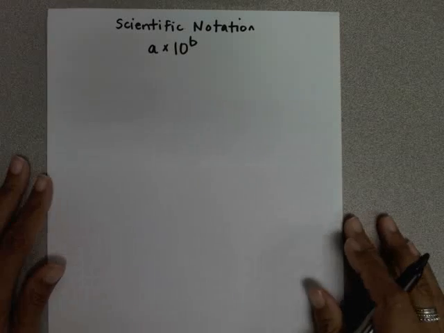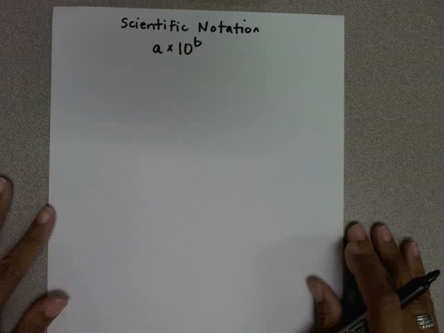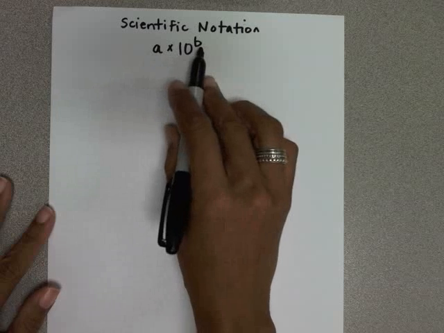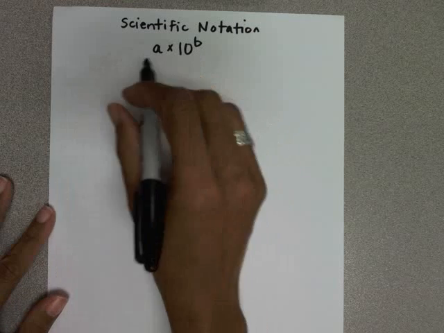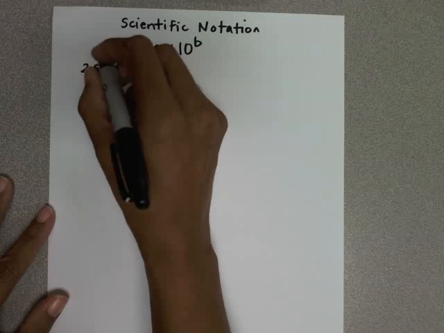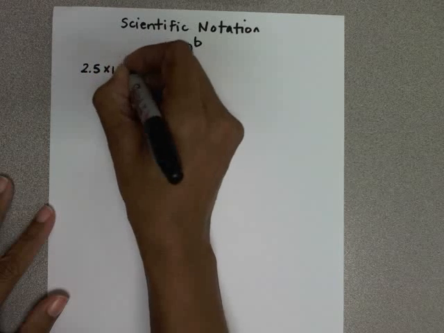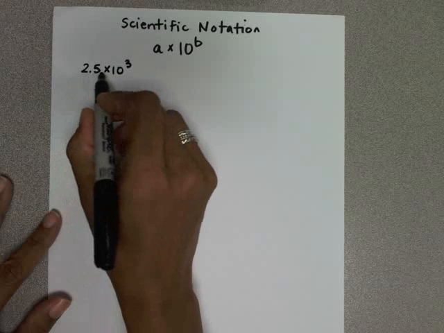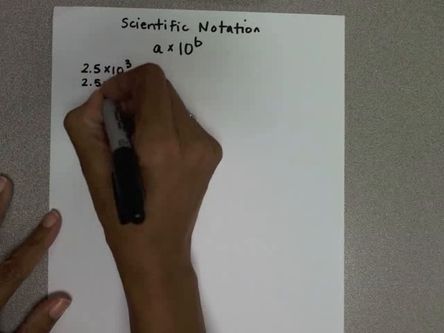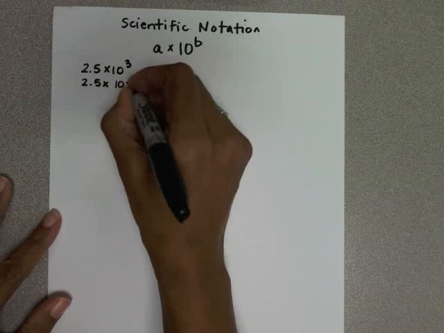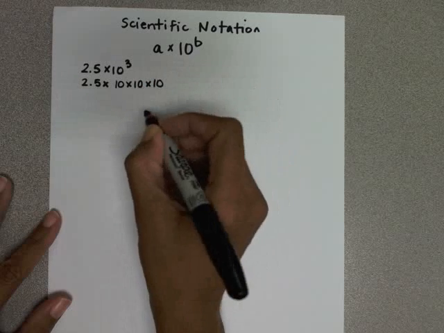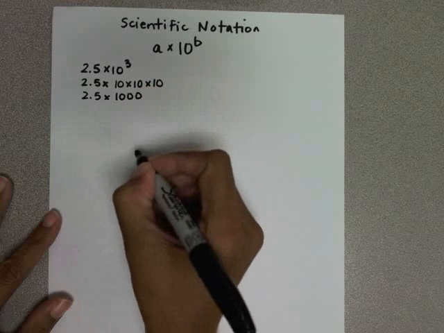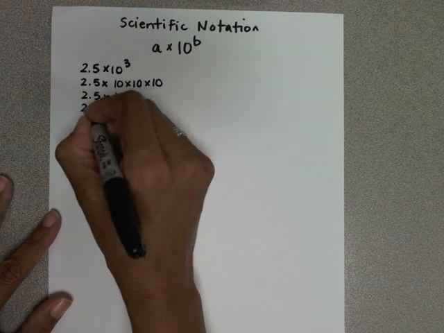Scientific notation is a number written in this form, where A is a number at least 1 but less than 10, and B, the exponent, is an integer. So for example, if I have this number written in scientific notation, that is actually 2.5 times 10 to the third, which is 10 times 10 times 10, or 2.5 times 1,000, which is 2,500.